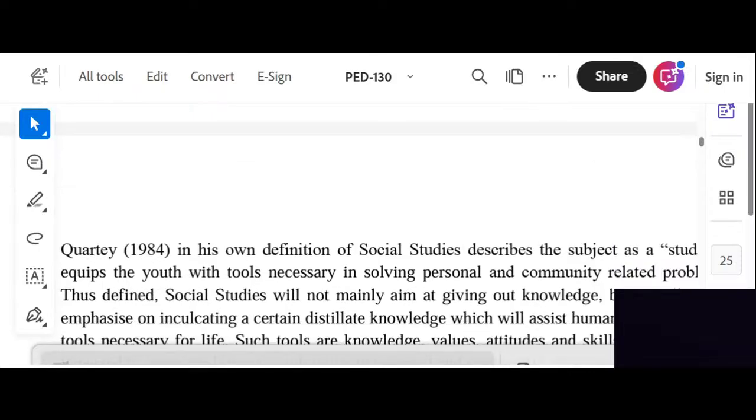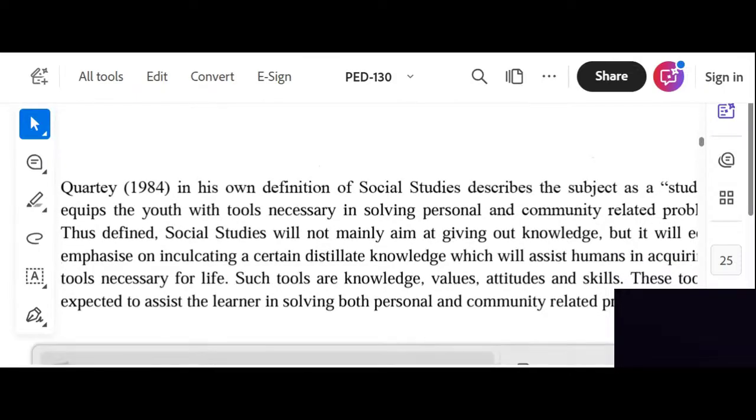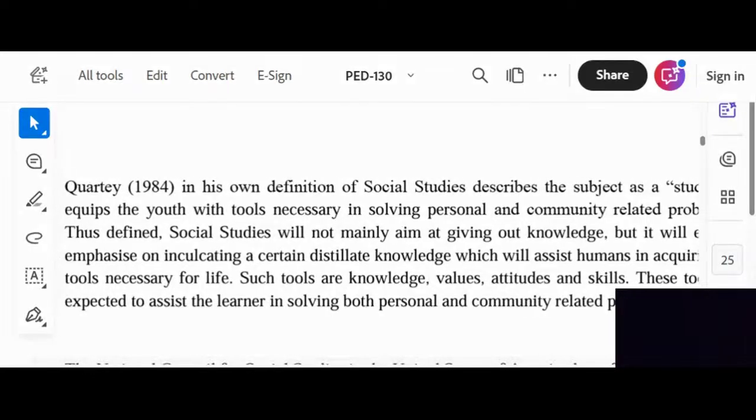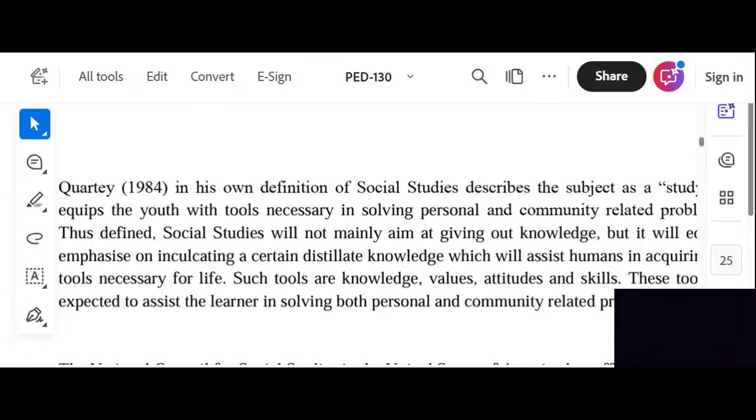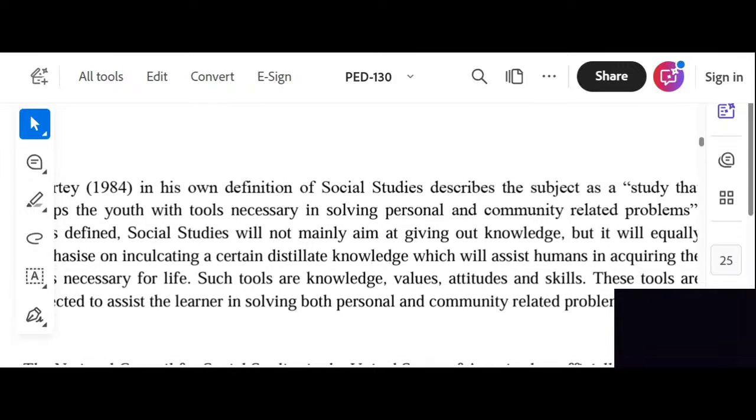Now, the man that has been criticizing all the other definitions before now, when we were talking about what social studies is not, this man Cotte in 1984, who has been a critic of all those wrong definitions that have been given. Now let's hear his own definition. Let's hear what he says about social studies. In his own definition, he describes the subject, social studies, as one that equips the youth with tools necessary for solving personal and community related problems. Wonderful.